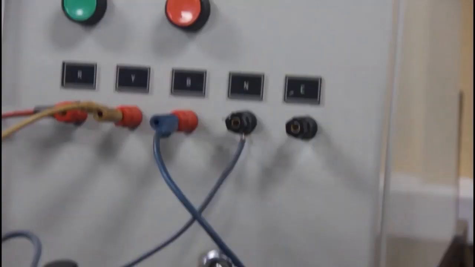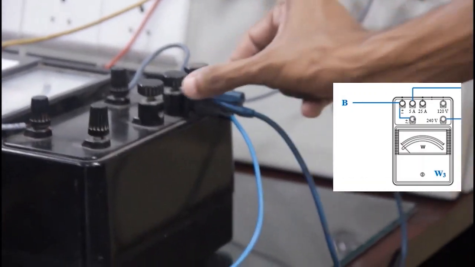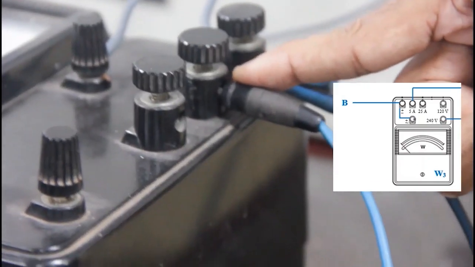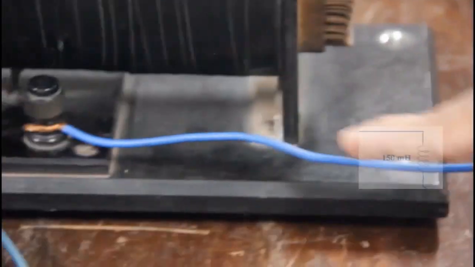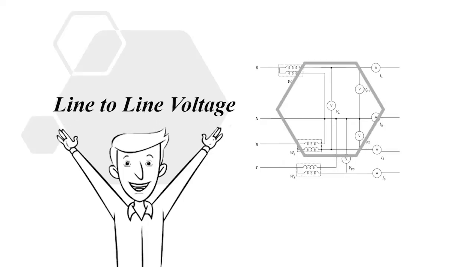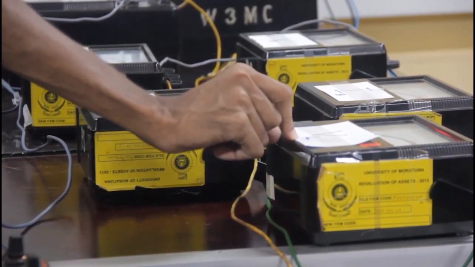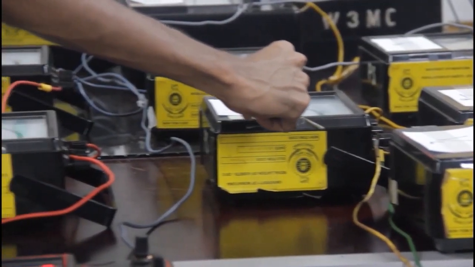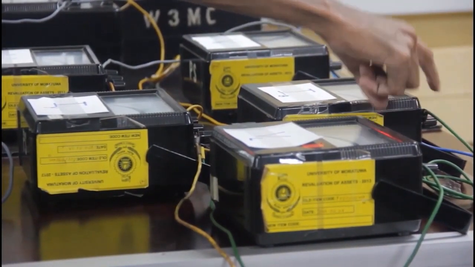To be familiar with the laboratory equipment, have a close look at the terminal connections. See the voltmeter connections. Then ammeter connections and inductor connections. Now the line-to-line voltage. This voltmeter measures line-to-line voltage. It is connected in between phase Y and phase B. So it measures the line-to-line voltage of phase B and phase Y.